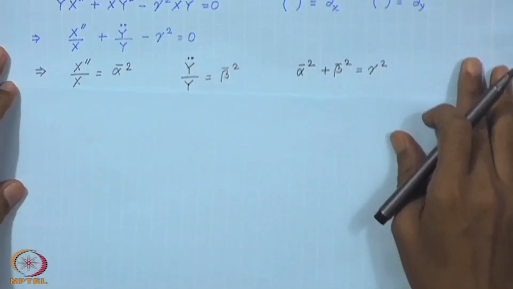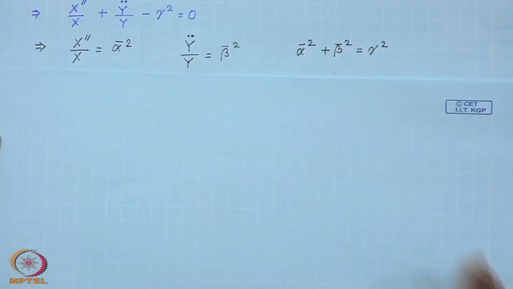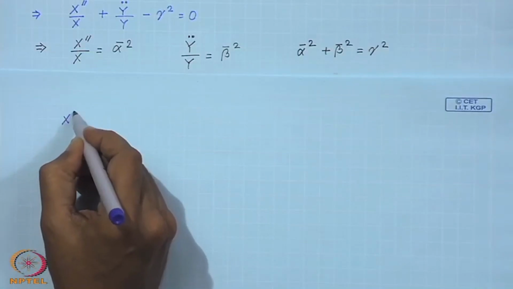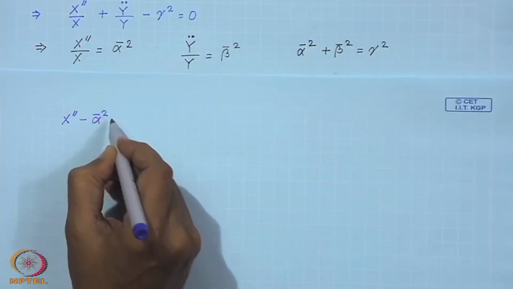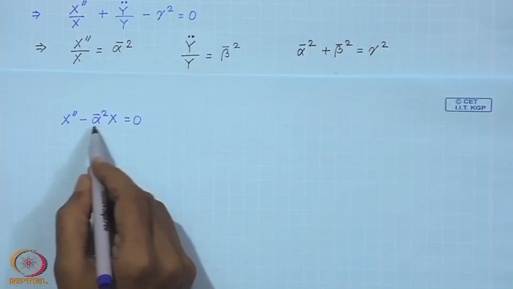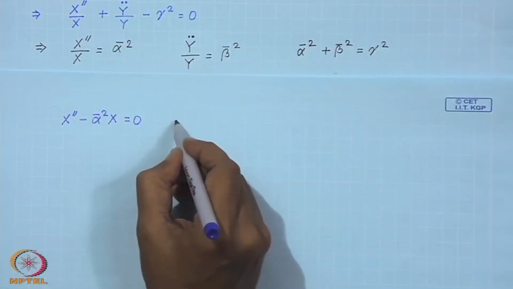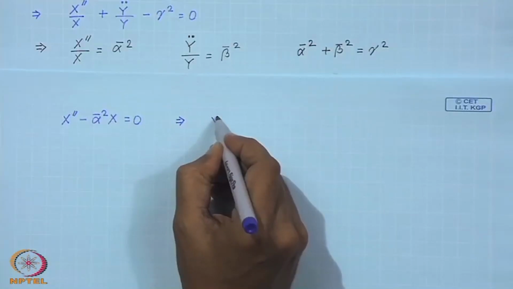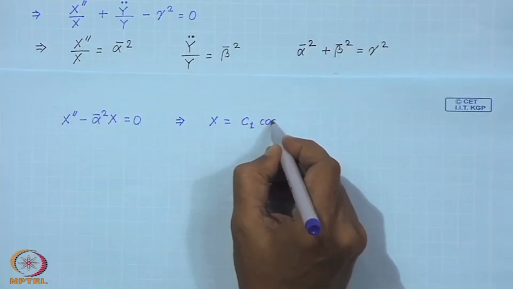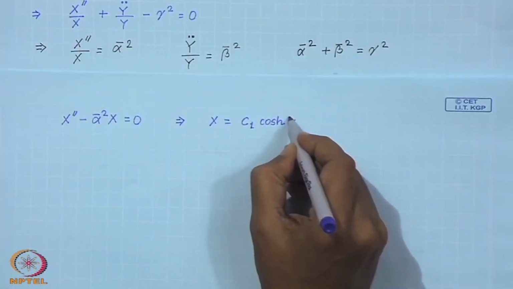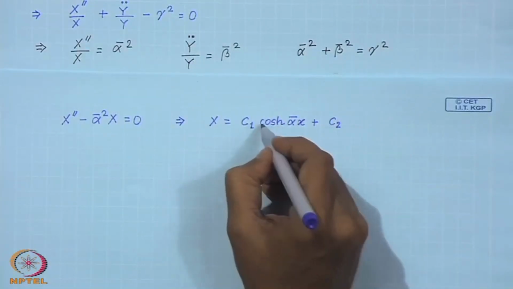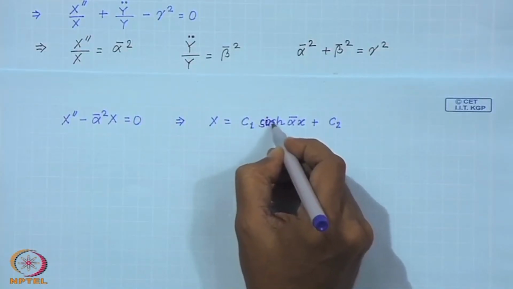So, these differential equations read: double derivative of capital X minus alpha bar square X must be 0, and we know that the solution of this differential equation may be written as, so let me write this with the first term as a sine hyperbolic.